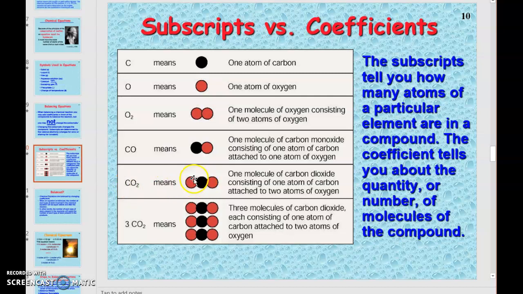CO2, one carbon, two oxygens. We've drawn that molecule several times. Now, if you want to say that you have more than one carbon dioxide molecule, then this is what you would say. Coefficient means that you're adding more of the same molecule. Notice these molecules are not bonded together. Changing a subscript changes the number of atoms that are actually in the molecule chemically bonded to one another.